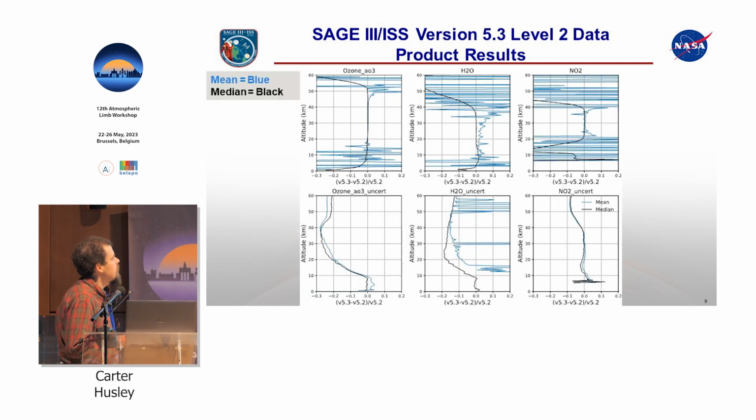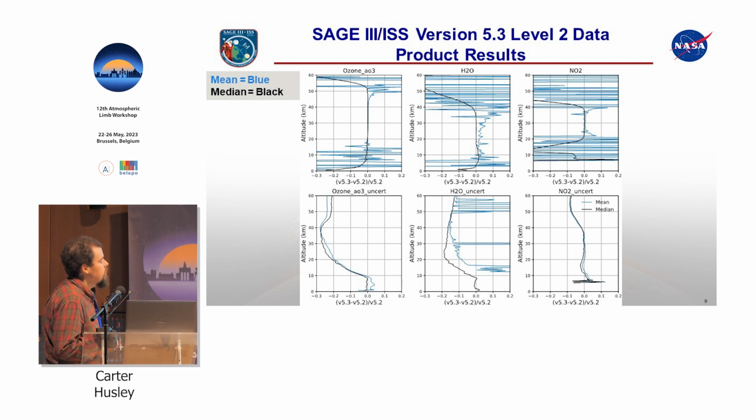So taking a look at the changes between the 2 versions, these are plots of altitude versus percent difference between version 5.3 and 5.2. The blue line is the mean, the median is black. You have the ozone AO3 product and uncertainty, the H2O product and uncertainty, and NO2 product and uncertainty.